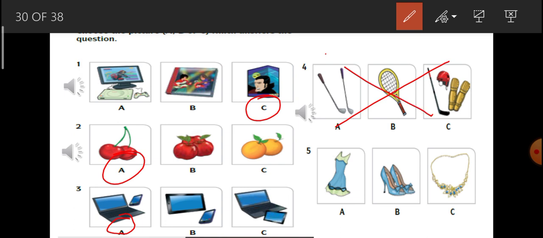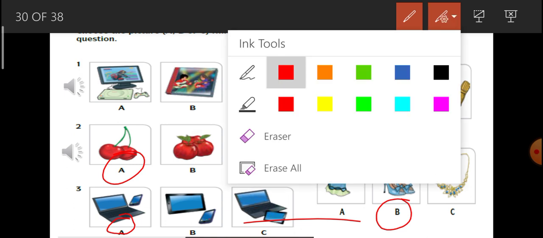5, what did her friend lend to her friend? What did this woman lend to Emily? Was it a dress, shoes, or necklace? Okay, the answer would be B. Okay, B. Next question.